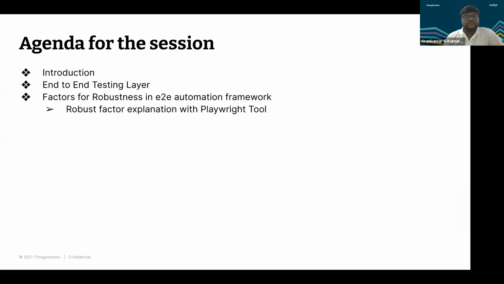Okay, so this is the agenda. Very simple factors we are going to discuss. Starting with the introduction, which is nothing but what is robustness and how we are going to tackle it. And then I wanted to share something about the end-to-end test layer and how it works in the test pyramid, and some factors that we need to consider for creating an automation framework. I wanted to show some examples with a tool called Playwright.